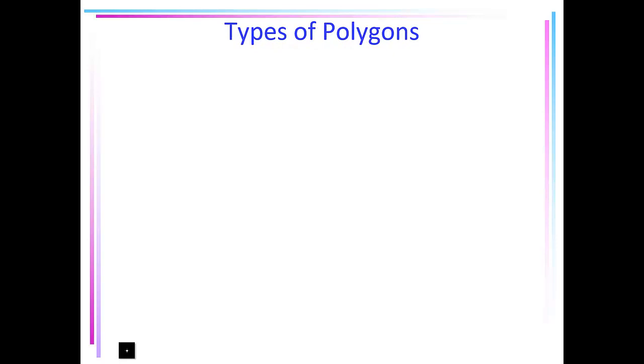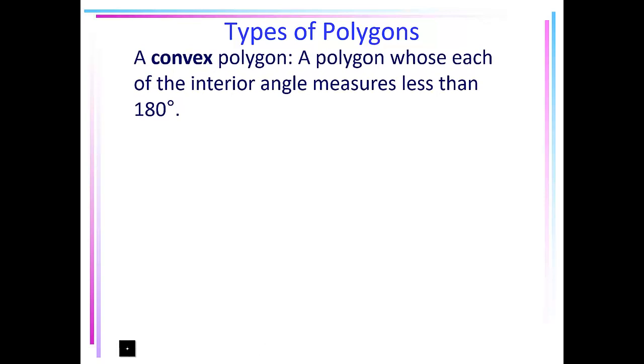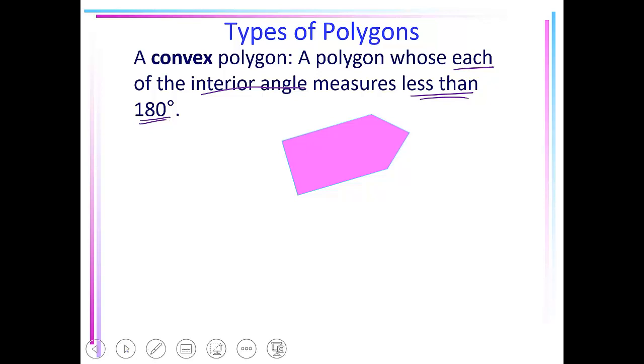Now we have 2 types of polygon. We have a type called a convex polygon, and this is the type that we have studied previously and that we are going to study this year as well. When can I say that a polygon is a convex polygon? A polygon is a convex polygon if each interior angle measures less than 180 degrees. So in a convex polygon, I cannot find an interior angle which is greater than 180 degrees.